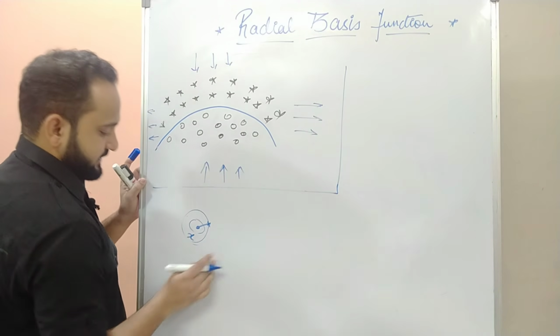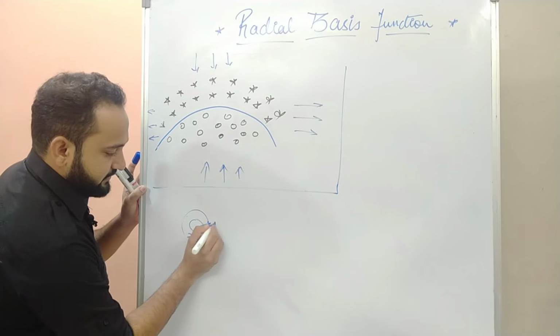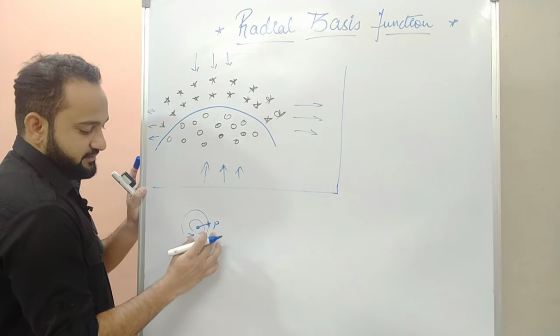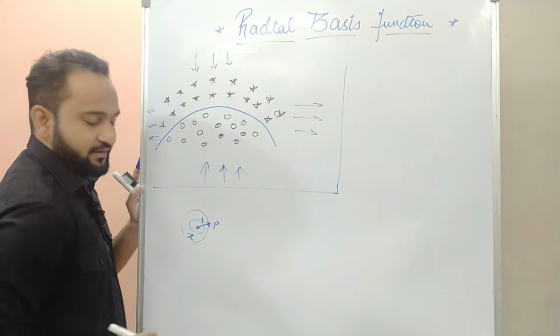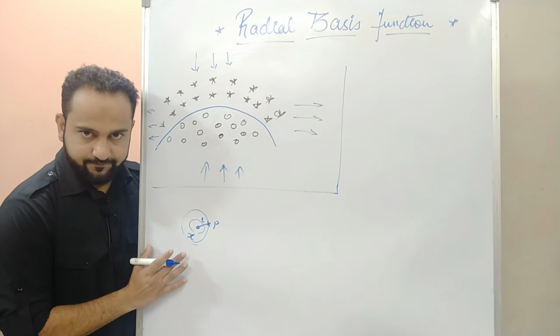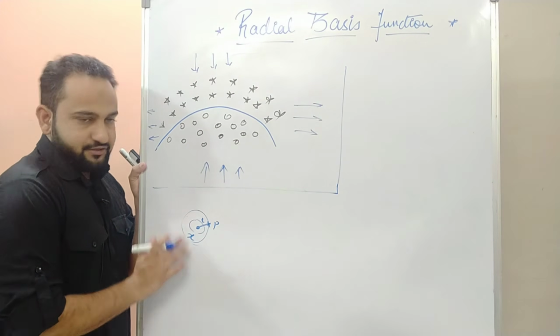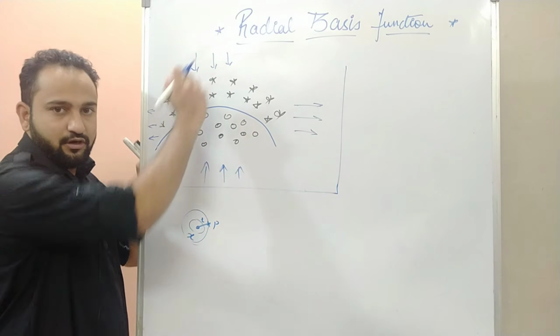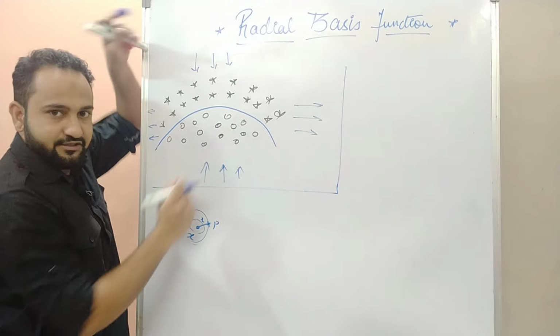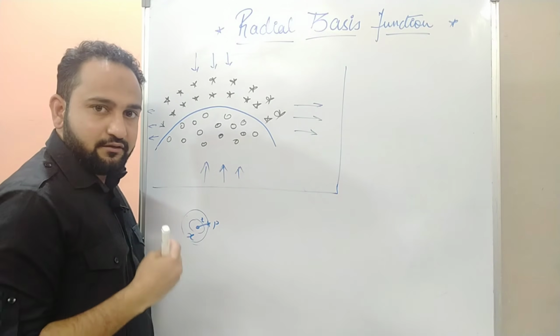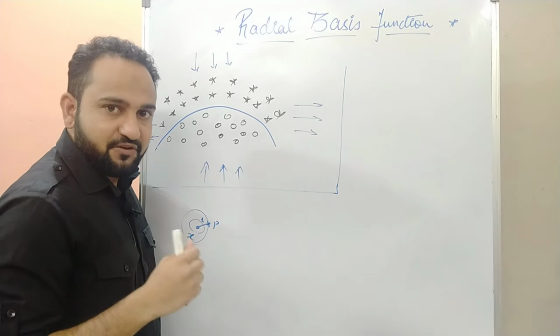So simply, you can say, for example, the point is P. So what is the distance between X and P? That is denoted by R. I hope you're getting it. Okay, so to perform this operation, to expand this and to compress this from the vertical side, it uses any one of three functions.